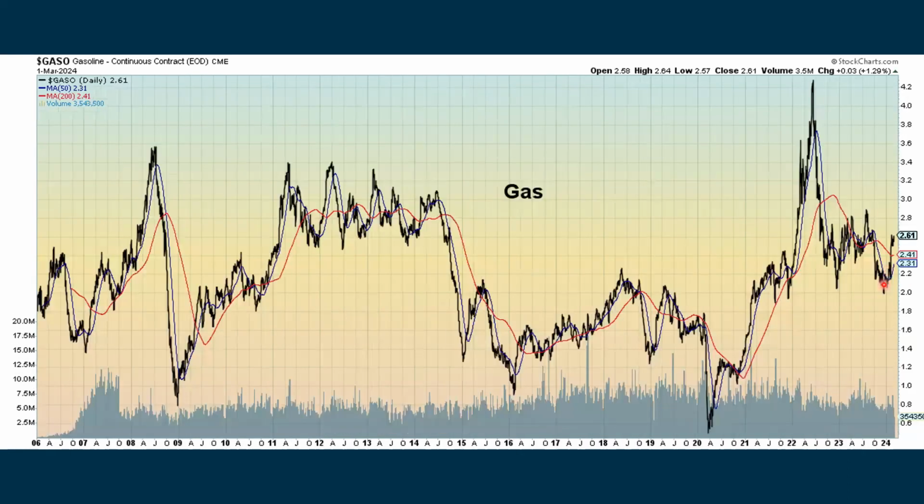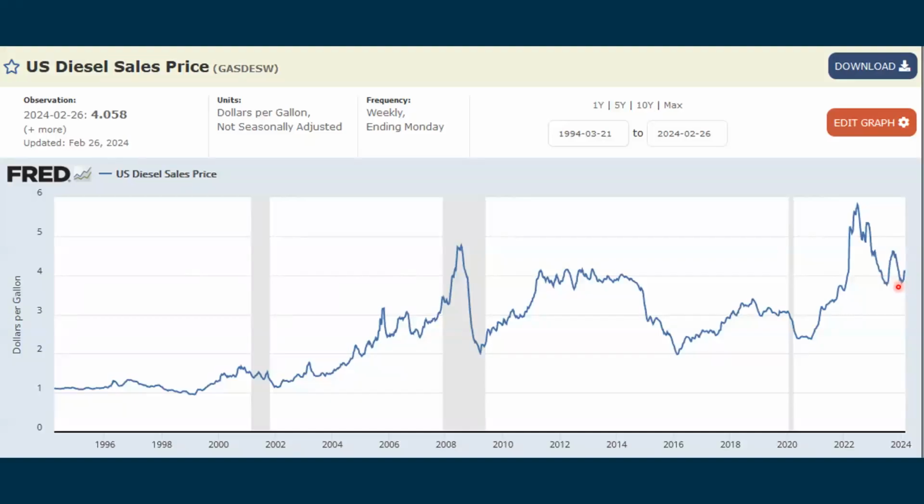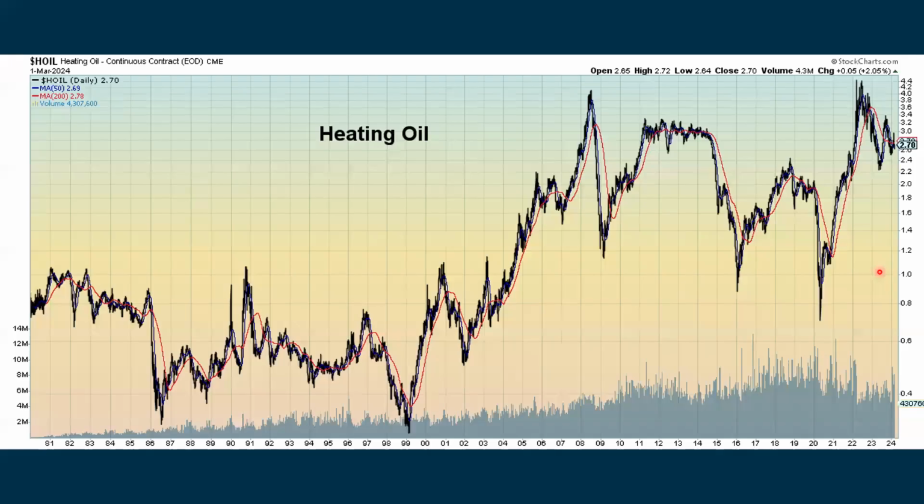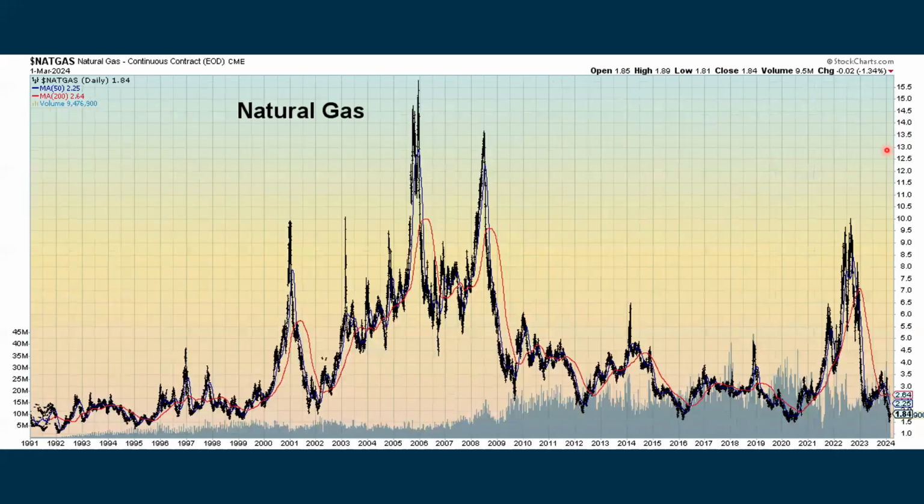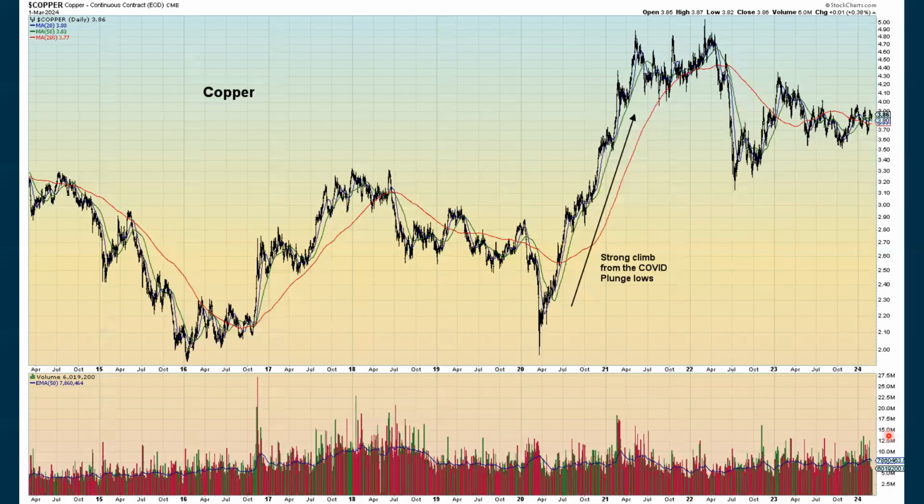Here's gas, which has been going up, but is still in a downtrend. Here's diesel, which is starting to go back up, but it's also in a longer-term downtrend. Heating oil going back up just a little bit, but still in a downtrend. Natural gas has really been going down lately, and it's in a much more solid downtrend. Copper is still having a tendency to be positive, but chopping sideways.